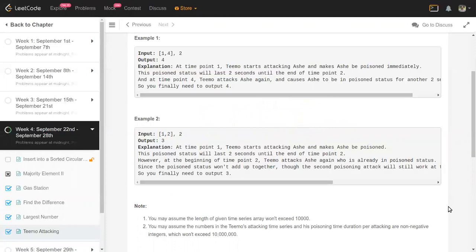Let me take a little more elaborate example to cover the kinds of cases I wanted to cover. The attack times are going to be 20, then 23, and maybe 25, and then 31, and after that 50, then 60, and then 90. The duration of each poisoning period is going to be 10 units of time. Let me start the timeline here. Maybe it will go up to 100 units.